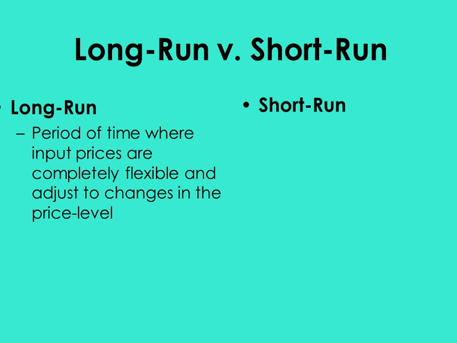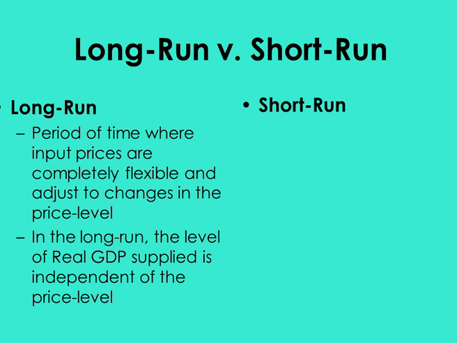The long run aggregate supply is the period of time where input prices are completely flexible and they adjust to changes in the price level. And in the long run, the level of real GDP supplied is independent of the price level. But as John Maynard Keynes, the British economist that informed a lot of the fiscal policy that's used in the United States and has been used since the Great Depression, said, "In the long run, we're all dead." So he didn't think that an analysis of the long run aggregate supply was particularly important.